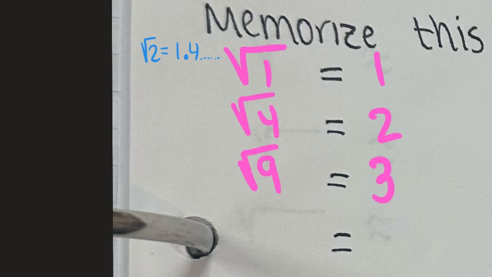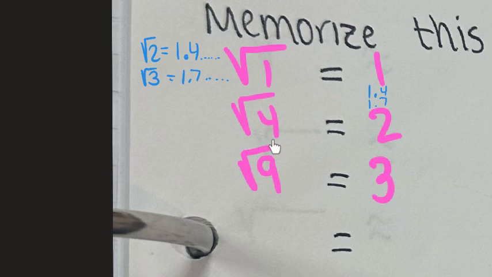The square root of 3 is 1.7 3205080 blah, blah, blah. Do you see how we have 1.4 and we have 1.7? That's in between 1 and 2. So there are square roots between these. They're just decimals, and you have to have a calculator.